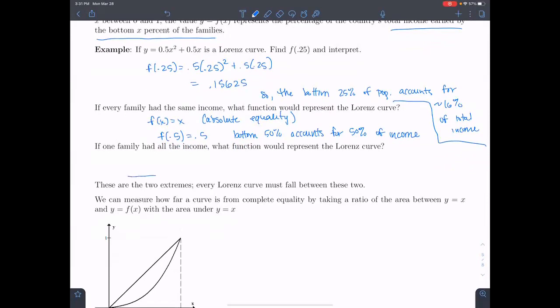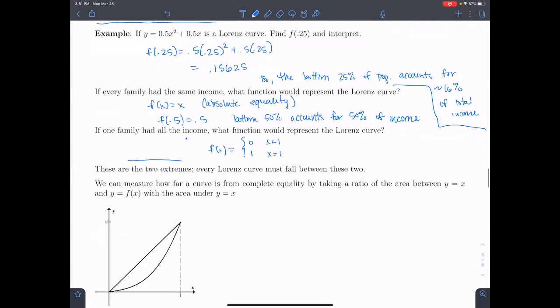Well, it would be 0, 0, 0, 0, 0, and then boop, that one family would make all of the money. So f of x would be equal to 0 for x less than 1, just less than 1, and then would be 1 at that spot when x equals 1. So that one family accounts for 100% of the population. So there's actually no area there because this is absolute inequality.